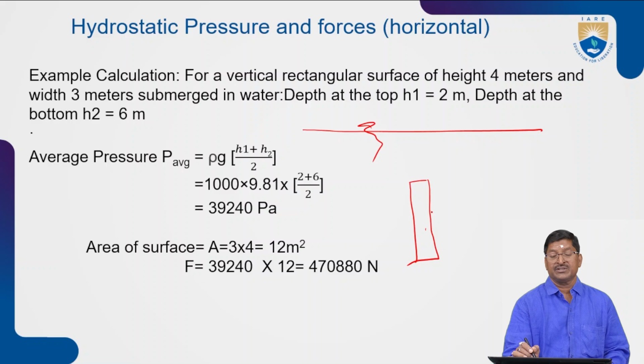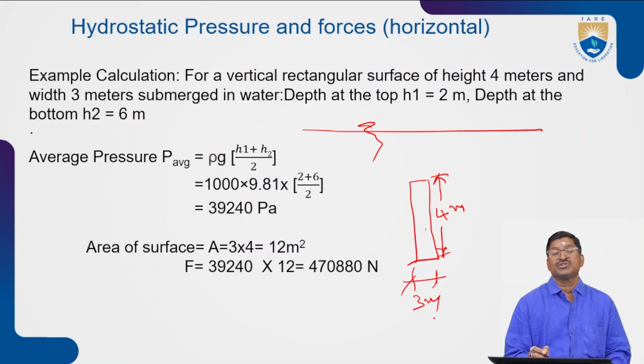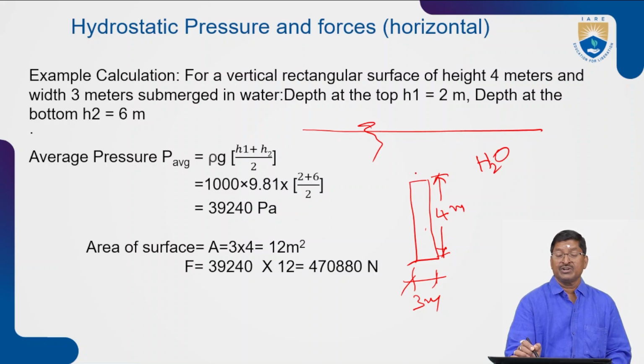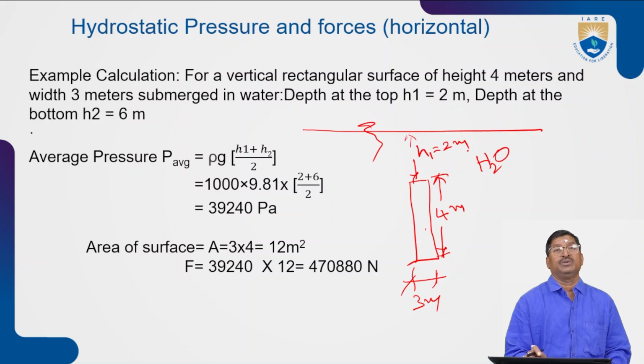Height is 4 meters. So from here to here it is 4 meters, and width is 3 meters. So from here to here it is 3 meters. Submerged in water. So it is water. Okay. So our surface is submerged. Depth at the top, H1, is equal to 2 meters. So from the surface, depth H1 is equal to 2 meters.